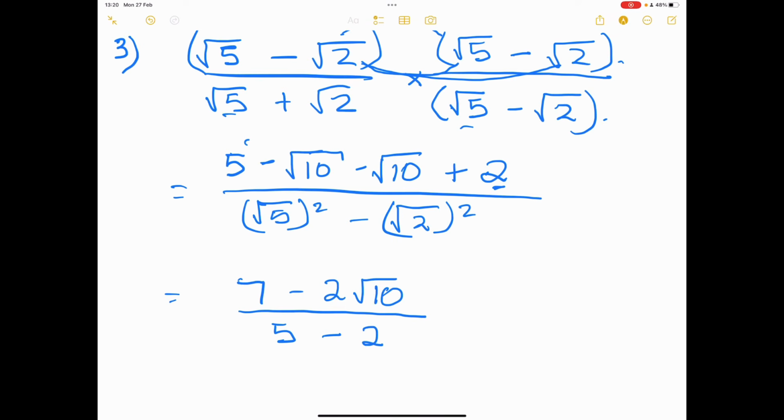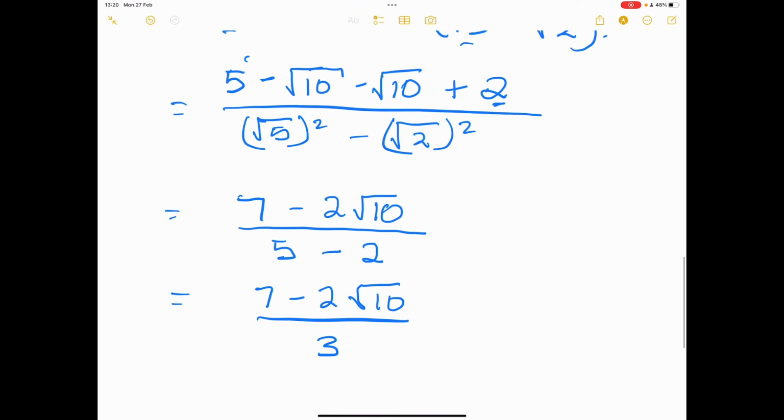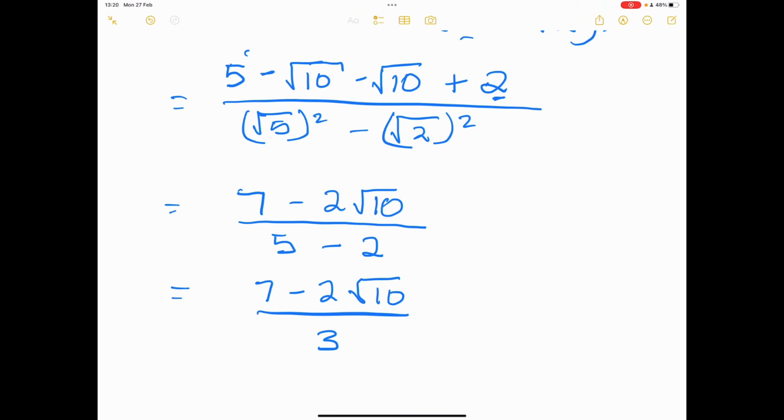And ultimately our final answer is 7 minus 2 root 10, let me write that nicely, over 3, right? And what we've done is we've managed to rationalize the denominator, okay?